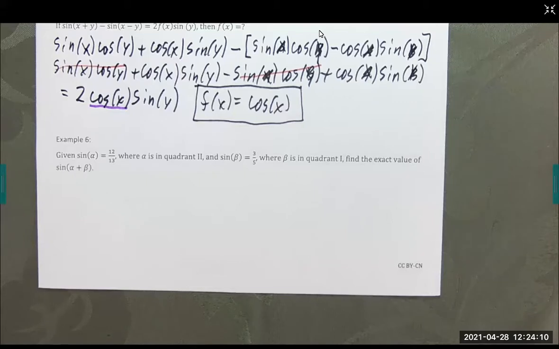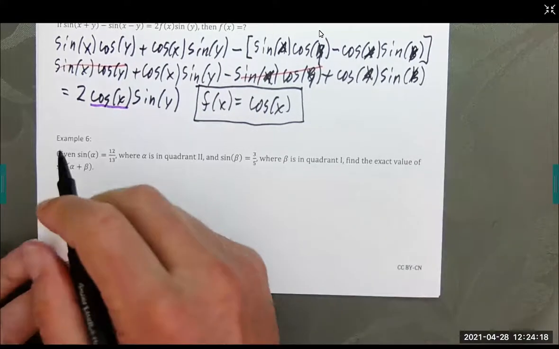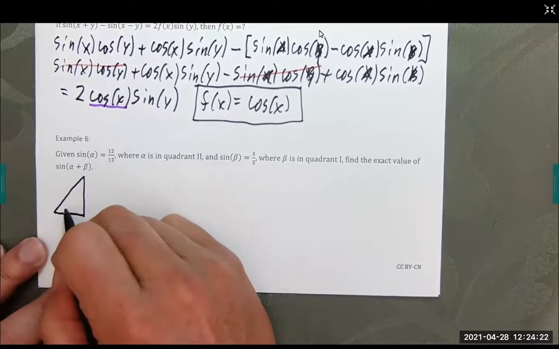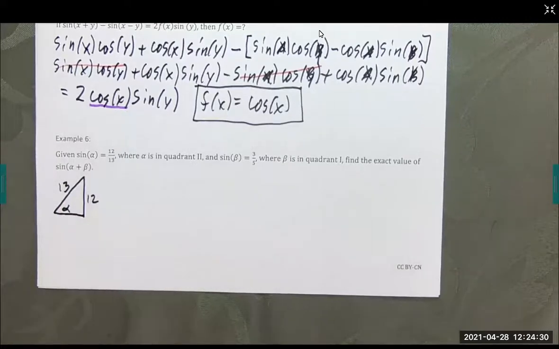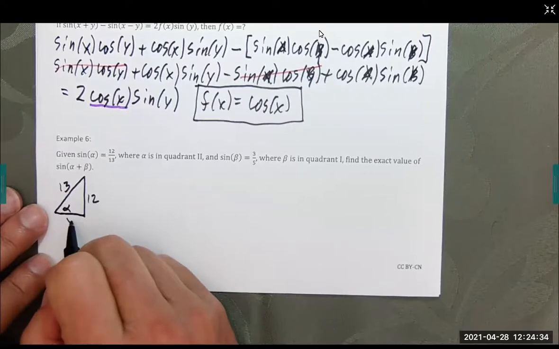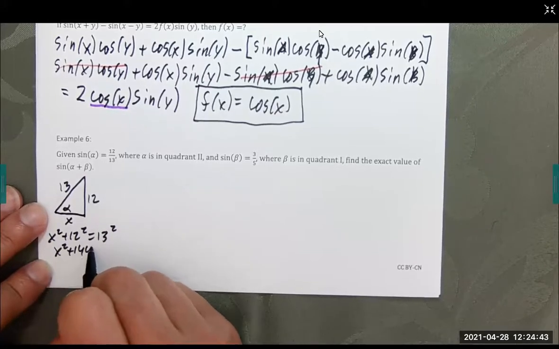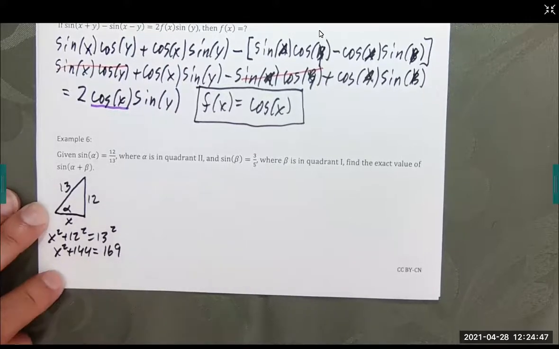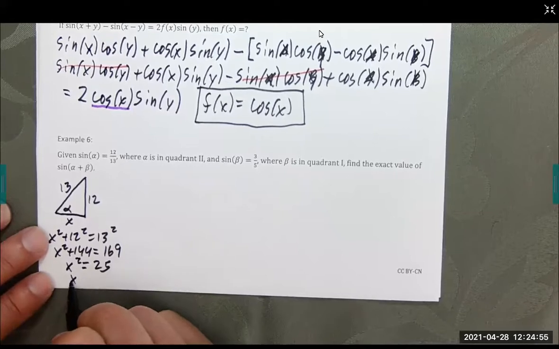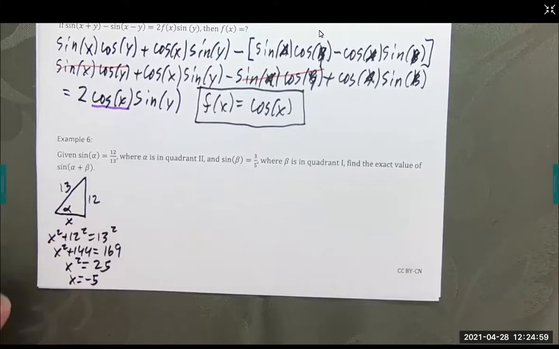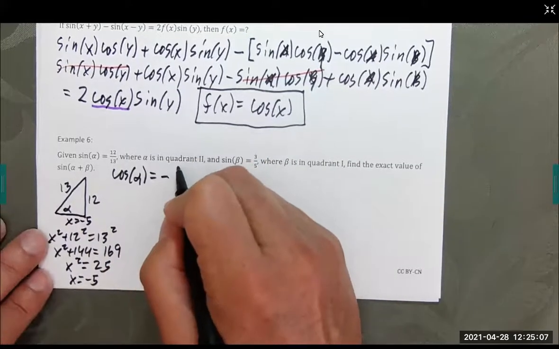So we have that the sine of alpha in quadrant 2 is 12 over 13. Now we're in quadrant 2. That means cosine of alpha is going to be negative. And I'm going to quickly set up a triangle here for alpha. Sine is 12. The hypotenuse is 13. And when I do the Pythagorean theorem, this is x squared plus 12 squared equals 13 squared. And that is going to give us x squared equals 25, which means that x is -5. Remember, we're in quadrant 2. -5, which means cosine of alpha is the adjacent, which is -5 over 13.